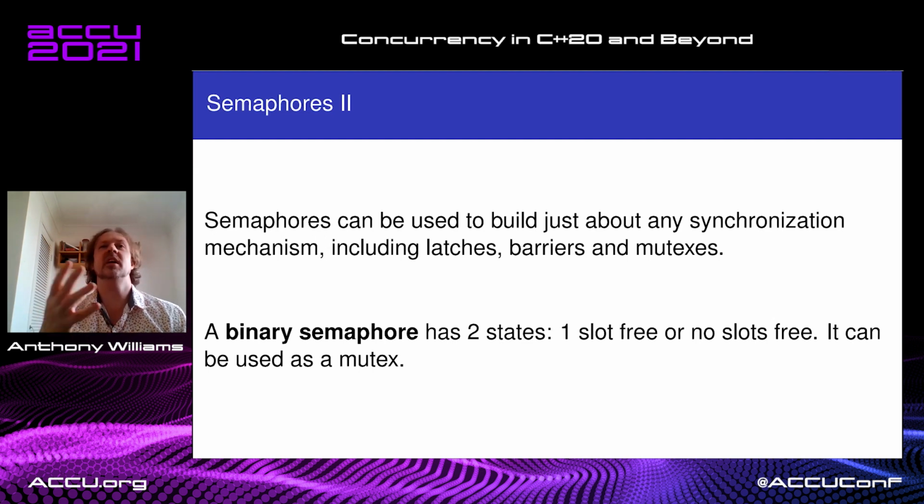Yes, so there's another question. Can you check a stop token while waiting on a barrier? And the answer is no, that is one thing that you can't do. What you could, of course, do is register a stop callback, which would trigger the barrier when a stop was requested. But there isn't anything directly in the library that allows you to do that.